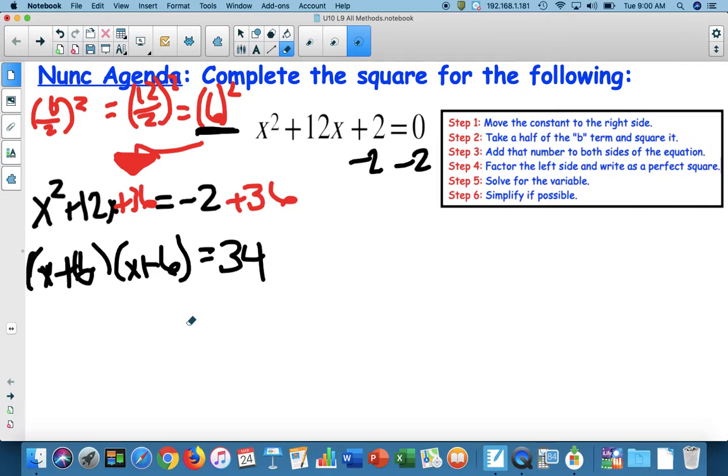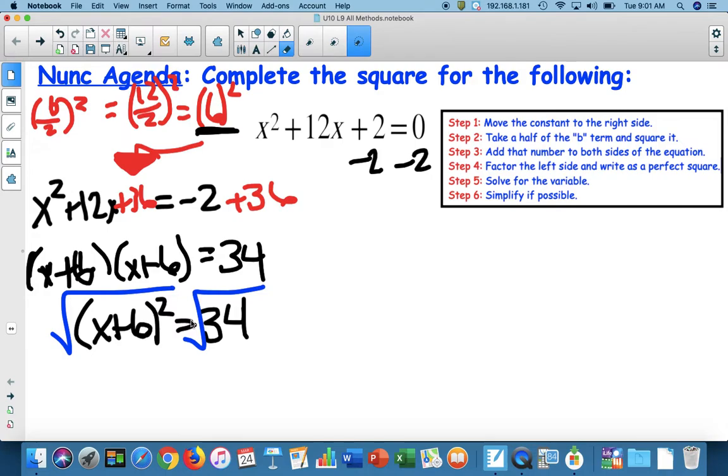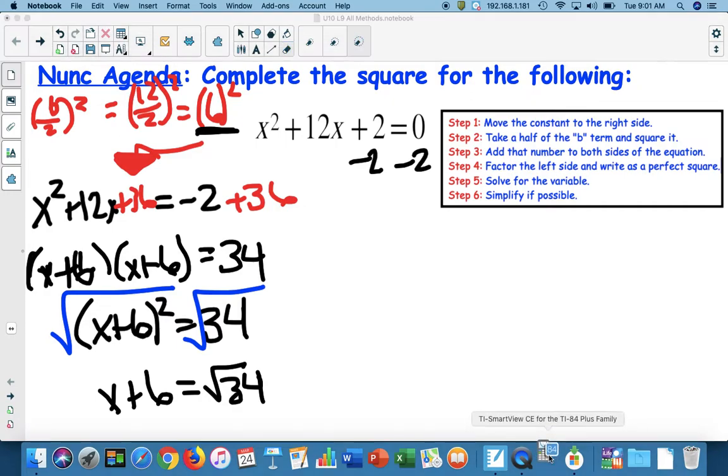All right, now we're going to rewrite it. We're going to have x plus 6 squared equals 34. We're going to square root both sides in order to try to solve. So we're going to square root the left side, square root the right side. All right? So now we should have x plus 6 all by itself equals the square root of 34. Now we've got to see if 34 is square rootable. So let me pull up my calculator here like I should have had. My apologies. Pull up the reliable calculator here.